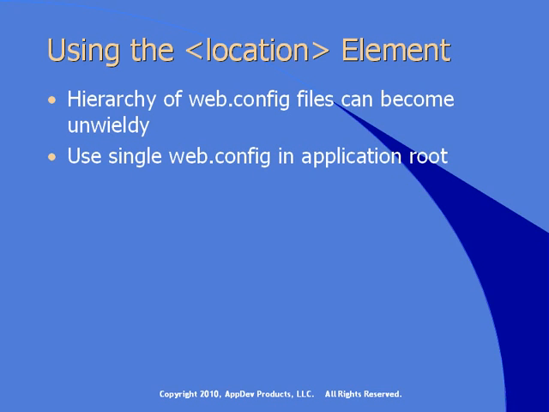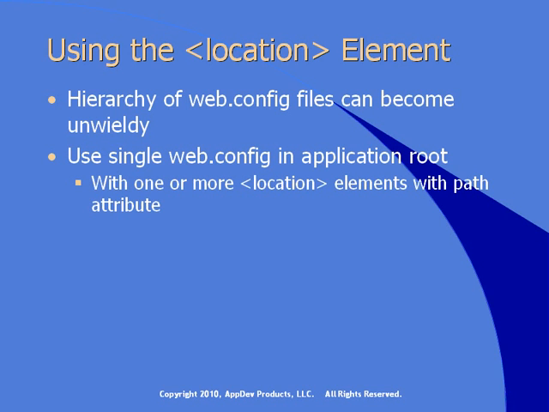So ASP.NET provides an alternative means to the end. You can use a single web.config file in the application root and then include one or more location elements with the path attribute set to different subdirectories within your application. When you use the location element like this, you can apply configuration settings to specific folders and files from a single web.config file, which makes it much easier to maintain the overall settings for the entire application.